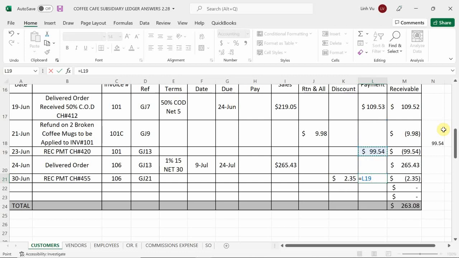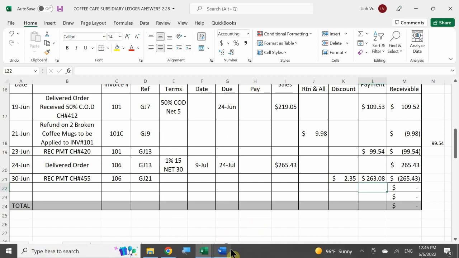So I can take this amount minus the $2.35. We should be receiving a check for $263.08. We also have to recognize that we administered a sales discount. So it's a $2.35 discount and $263.08 worth of checking, to equal a total of $265.43 that she owes.